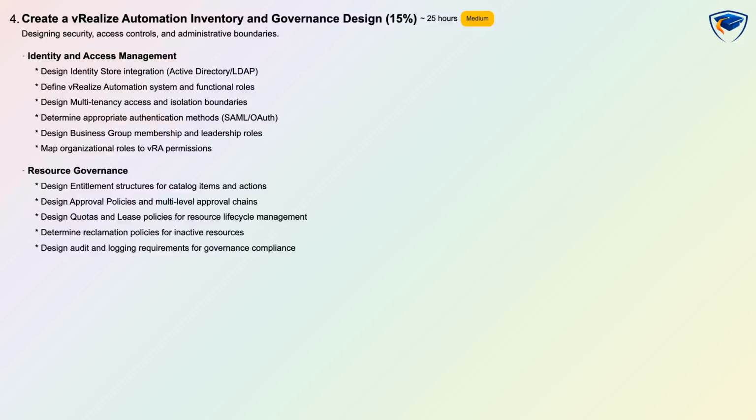You'll also learn to design entitlement structures for catalog items and actions, approval policies and multi-level approval chains, quotas and lease policies for resource lifecycle management, reclamation policies for inactive resources, and audit and logging requirements for governance compliance.